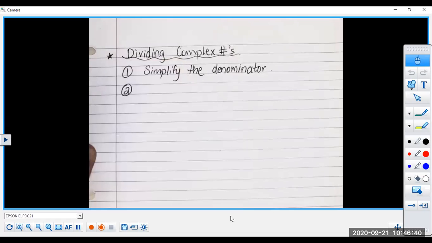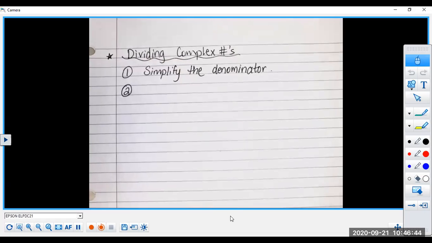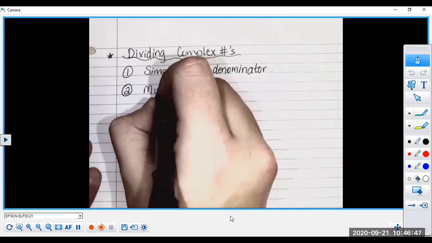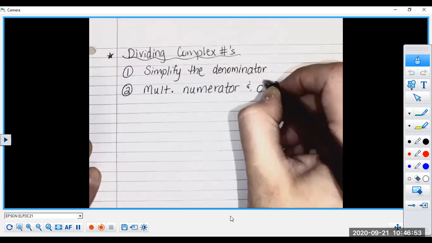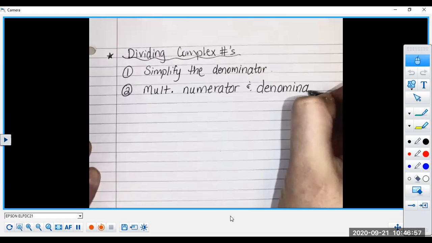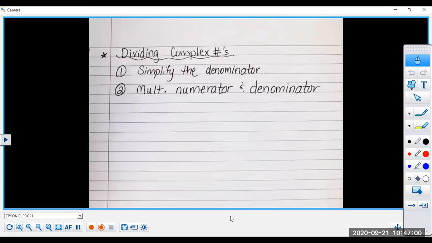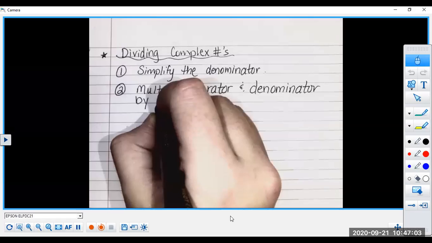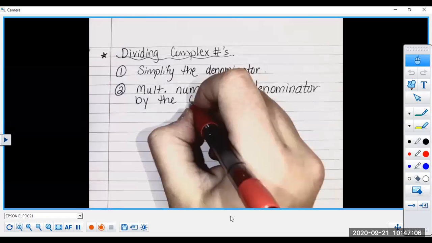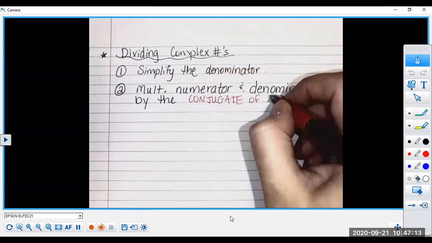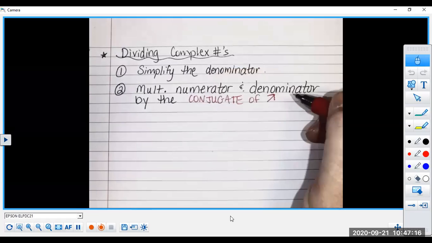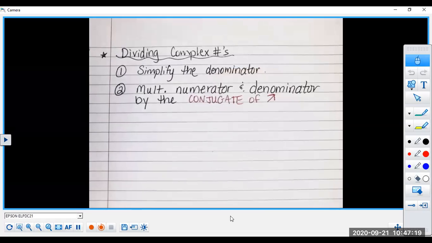Okay, the second thing, you need to multiply the numerator and denominator by the conjugate of the denominator. So multiply the top and bottom by the conjugate, and it has to be of the denominator. If you do it of the top, you're going to get the wrong answer. So multiply the top and bottom by the conjugate of the denominator.